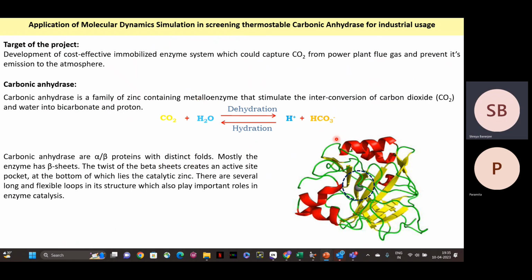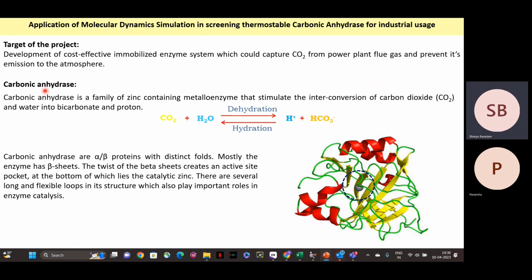So now we'll quickly talk about an application of this molecular dynamic simulation that has been used. The target of the project was to develop a cost-effective immobilized enzyme system which could capture carbon dioxide from power plant flue gas and prevent its emission to the atmosphere. As you know, the concentration of carbon dioxide in the atmosphere is greatly increasing due to industrial emissions. So what was proposed is that if we use an enzyme to capture this carbon dioxide before it is released to the atmosphere, then the pollution levels will decrease.